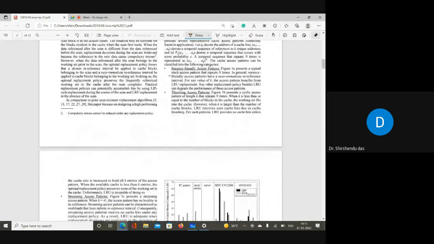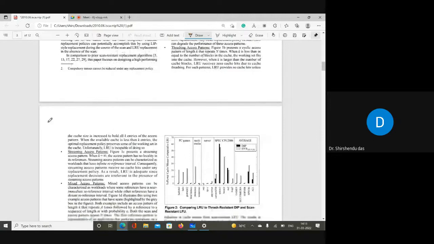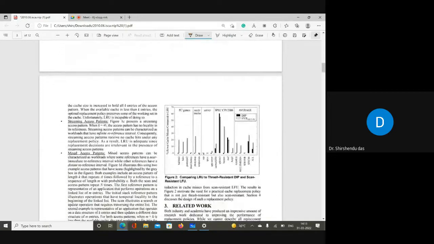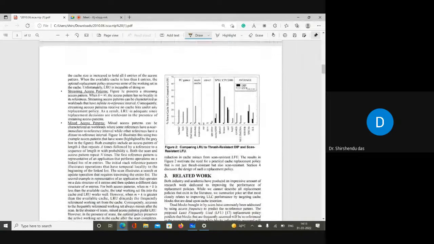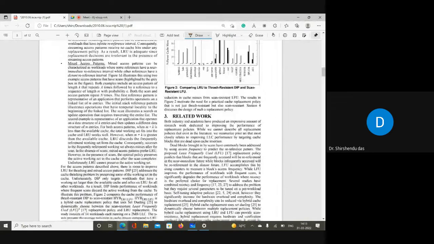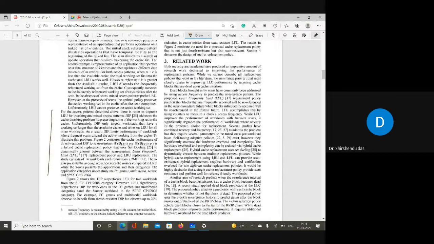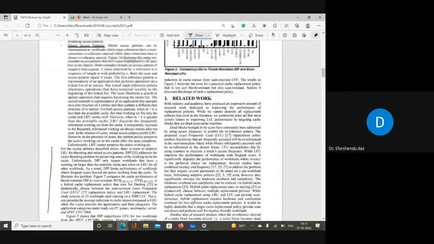See, there are four kinds of application. Recency friendly access pattern means cache friendly, thrashing access pattern, then streaming means scanning. So these terms are the same. Streaming and scanning are the same thing. And then mixed access pattern. Then in this section, they explain how DIP fails to perform well in mixed access pattern. And you can see a graph also here.